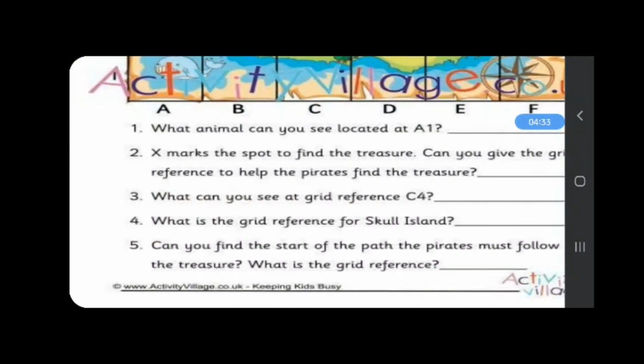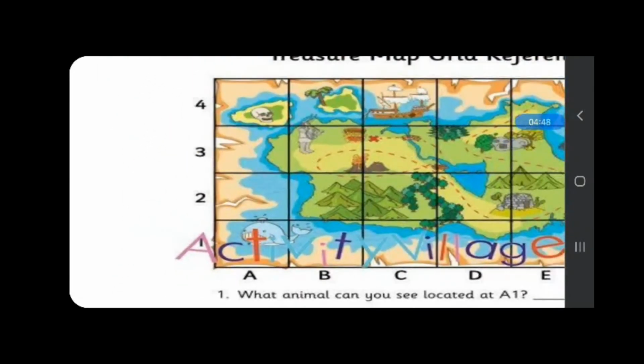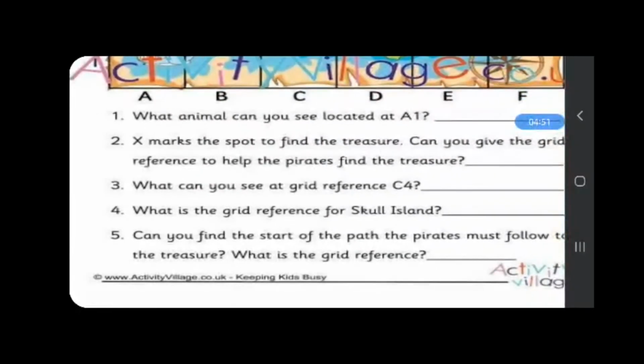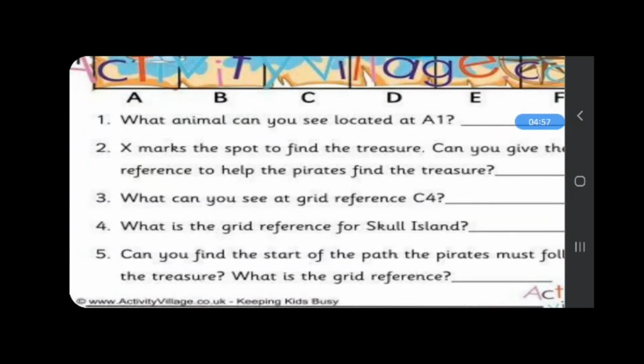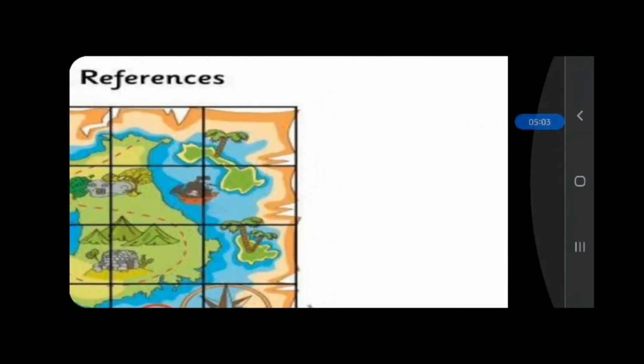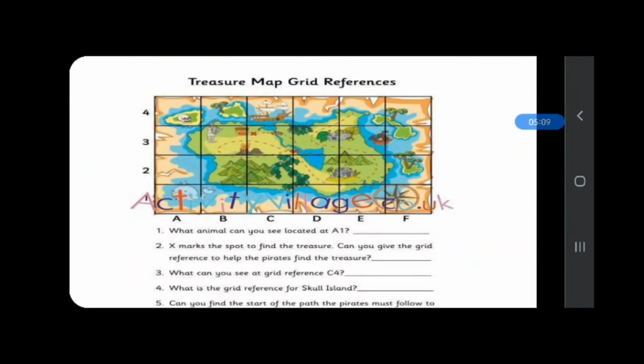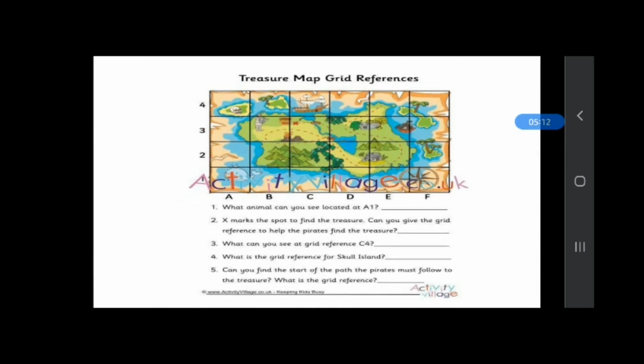Question 4. What is the grid reference for Skull Island? Grid reference means information. What is the grid information for Skull Island? Skull Island is located in grid 4A. Next, can you find the start of the path the pirates must follow to the treasure? What is the grid reference? So pirates can start from here. So grid number is 4E. Now you understand how to find places with the help of the grid.